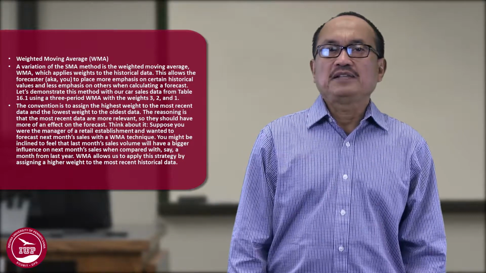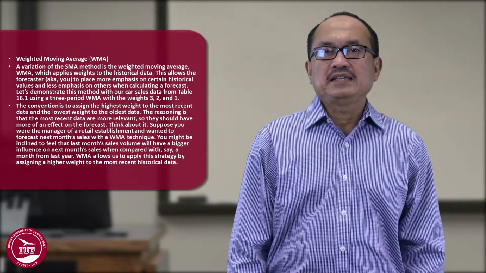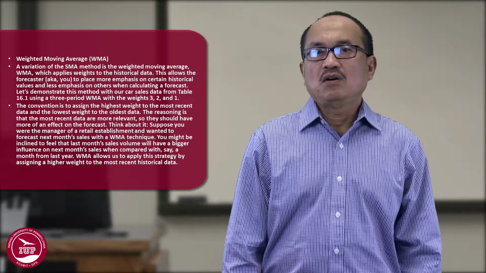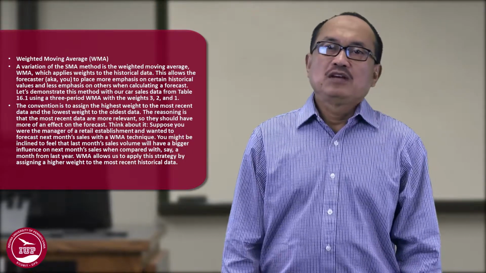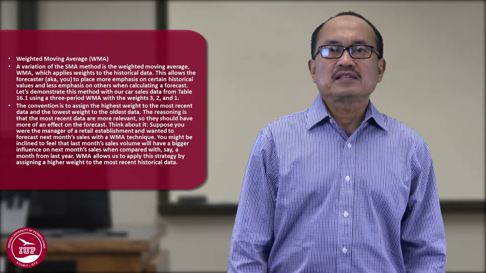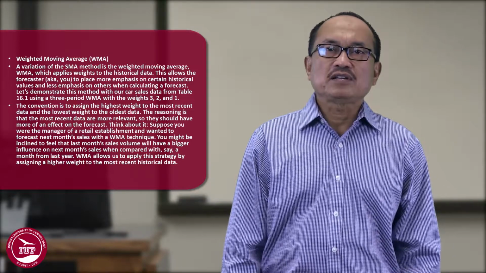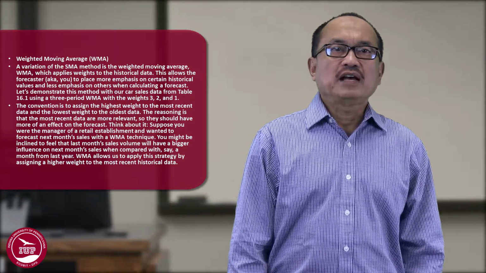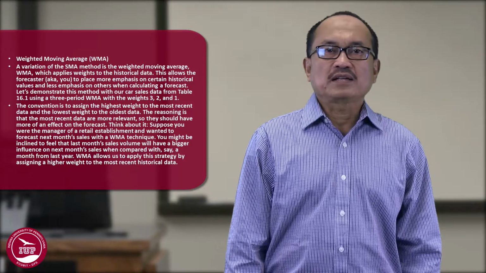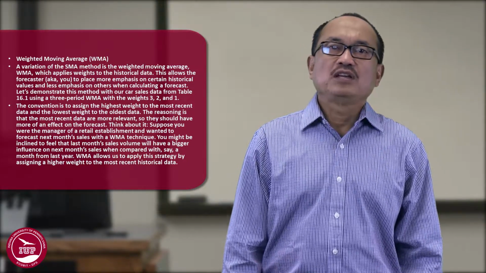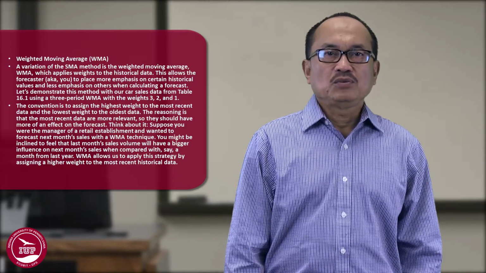Weighted moving average, or WMA. A variation of the SMA method is the weighted moving average, or WMA, which applies weights to the historical data. This allows you to place more emphasis on certain historical values and less emphasis on others when calculating forecasts. Let's demonstrate this method with our car sales data from Table 16.1 using a 3-period WMA with the weights equal to 3, 2, and 1.